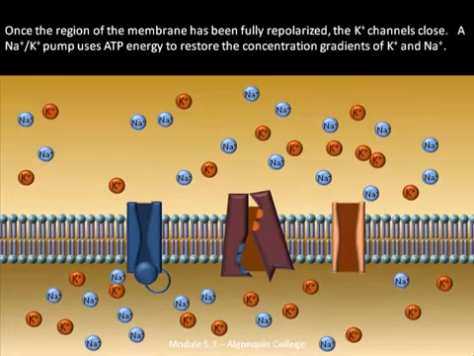Once the region of the membrane has been fully repolarized, the potassium channels close. A sodium-potassium pump uses ATP energy to restore the concentration gradients of potassium and sodium to their resting values.